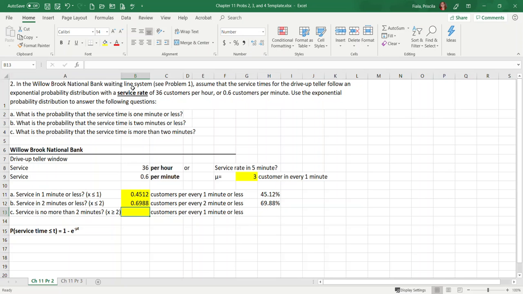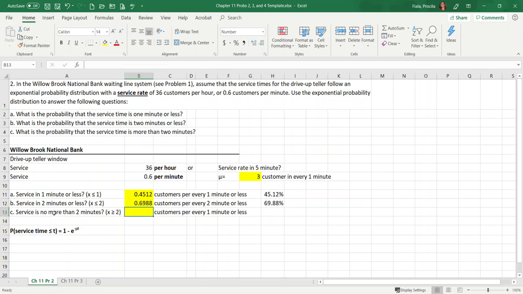And now the last one, if you notice, is asking you for a service time no more than 2 minutes, which is different. So just like we learned with the bell curve and all that, you're going to calculate this and you're going to subtract from 1, which is the difference to show more than. So all we have to do really, we already calculated less. So we're going to have to do 1 minus this value right here, which is 30%. And we can go over here and you're done with problem 2.